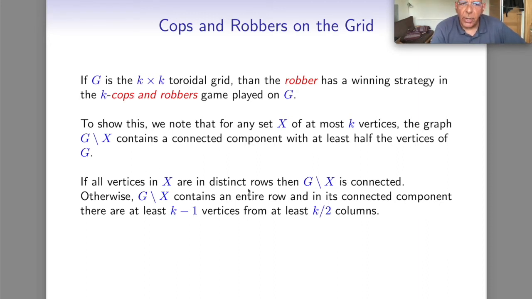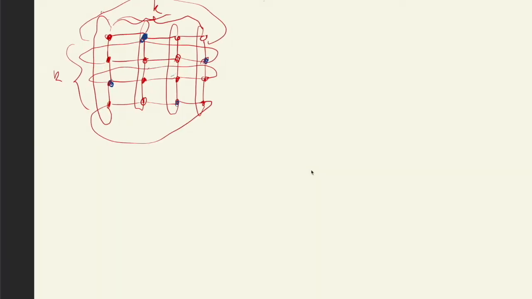If all vertices in X are in distinct rows and distinct columns, then the graph is still connected. Then the remainder of the graph is still connected. To see this, imagine I've drawn in blue 4 vertices in distinct rows and columns. Now, each row is still connected because it's a simple cycle and I've only removed one vertex from it. And each column is still connected. And between 2 rows, therefore, any 2 rows are still connected by the common column. Okay.